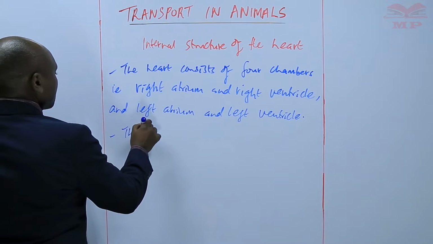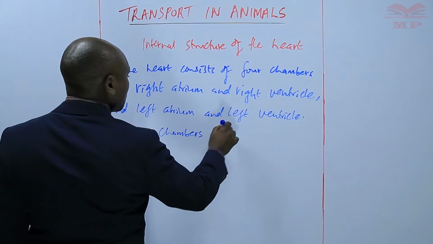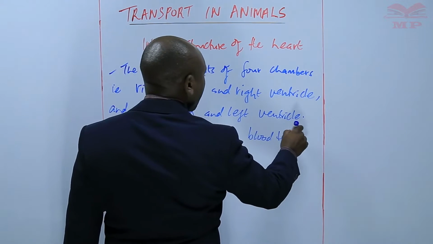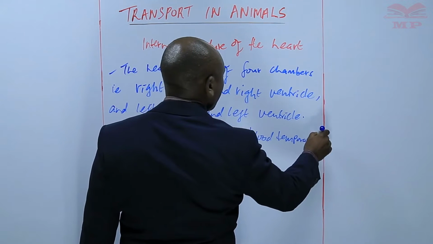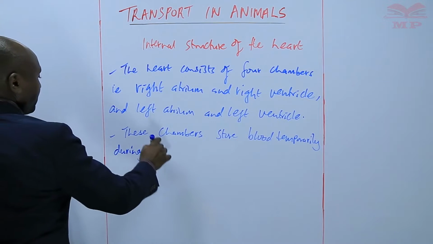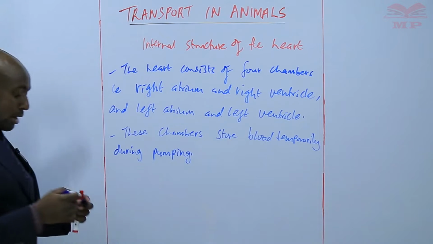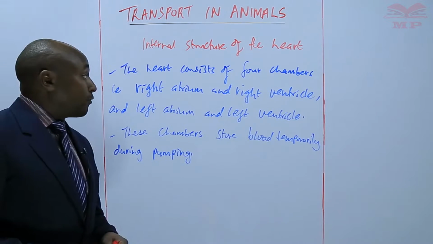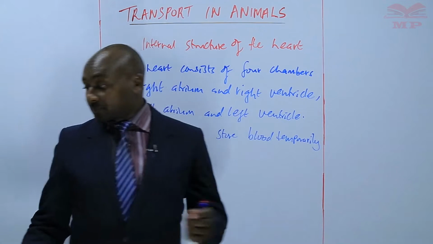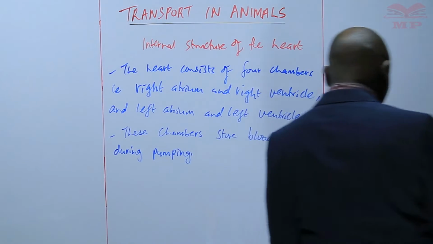These chambers store blood temporarily during pumping. As this blood is being pumped, it is stored temporarily within the 4 chambers. Now, we are going to have a diagram showing the internal structure of the heart.